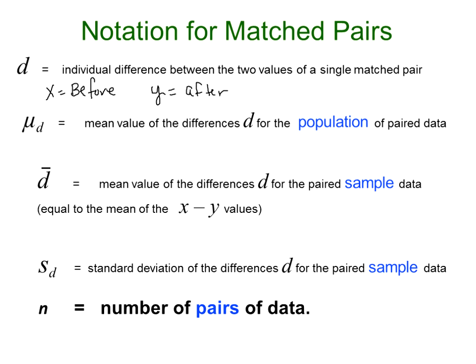And so your difference is going to be x minus y. That's how you're going to calculate your differences. You're going to take x minus y, which is your before minus the after. Now, in your population, the parameter is mu with a little d next to it. Right? That's the mean difference. That's the parameter in your population.